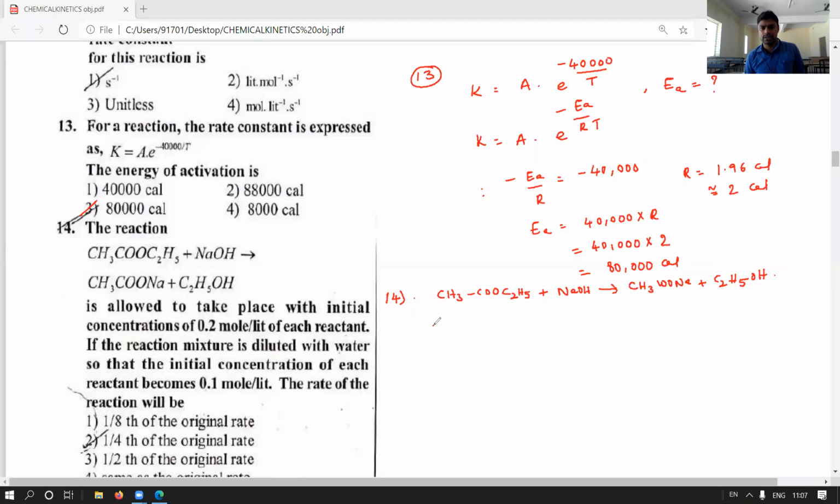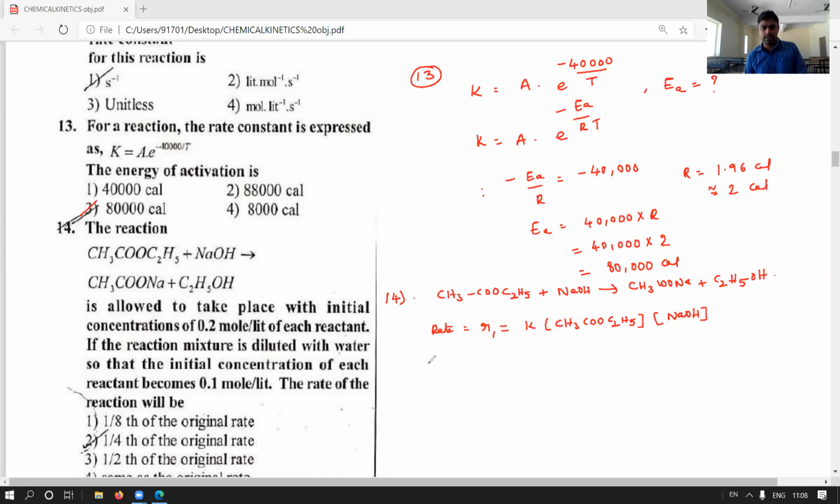For this second order reaction, rate R1 is equal to K into the concentration of ester, CH3COOC2H5, into the concentration of base NaOH. This is the rate expression or rate formula. For this, the reaction takes place with an initial concentration of 0.2 moles per liter for each reactant. If the reaction mixture is diluted with water, the initial concentration becomes 0.1 moles.